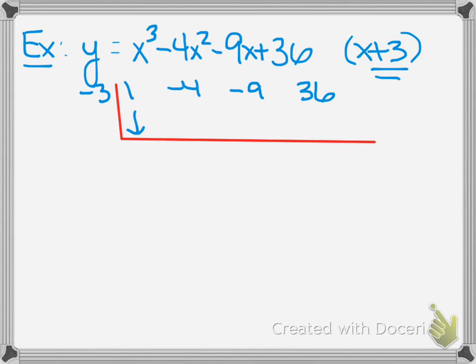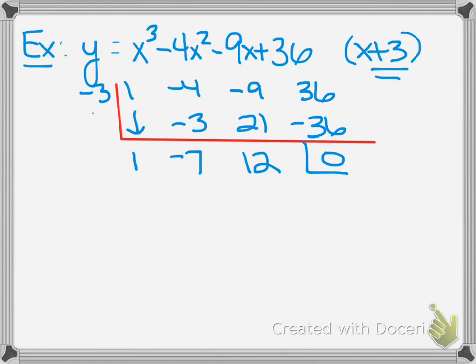So when we do the synthetic division, we drop the 1, of course. Negative 3 times 1 is negative 3. Add that column for negative 7. Negative 3 times negative 7, well, that's positive 21. Add that column for 12. Negative 36. Remainder is 0. So we do see that x plus 3 is in fact a factor because we get 0.